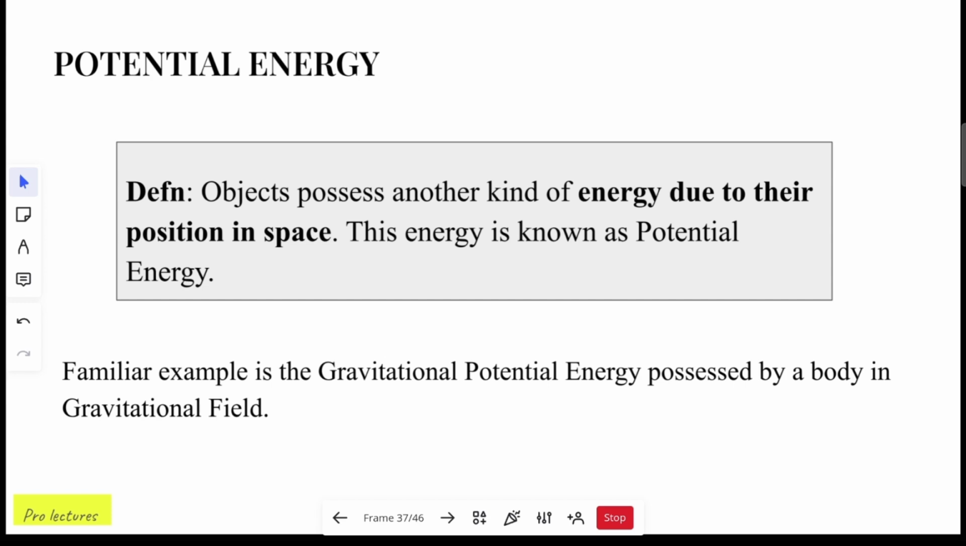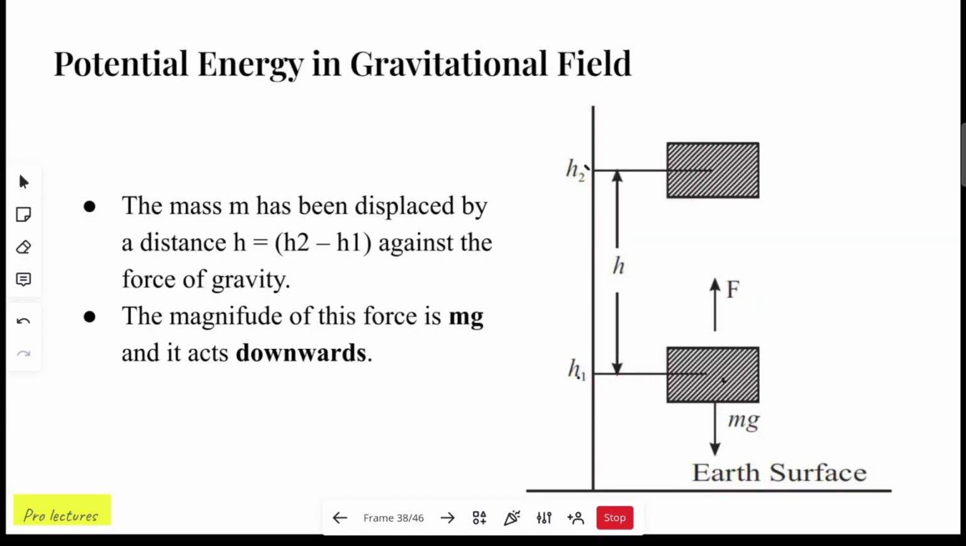So we saw that kinetic energy is due to the moving object. Potential energy is another kind of energy due to position in space. A familiar example is gravitational potential energy possessed by a body in a gravitational field. Let's see this potential energy in a gravitational field in detail.